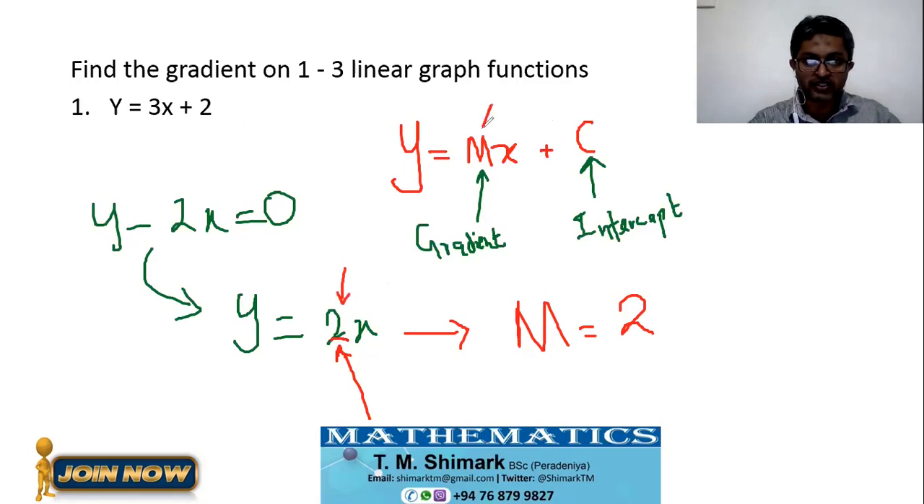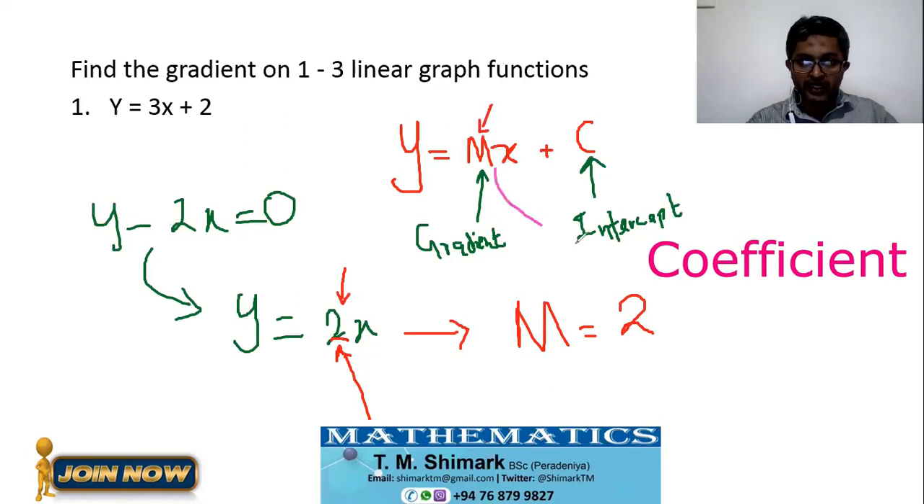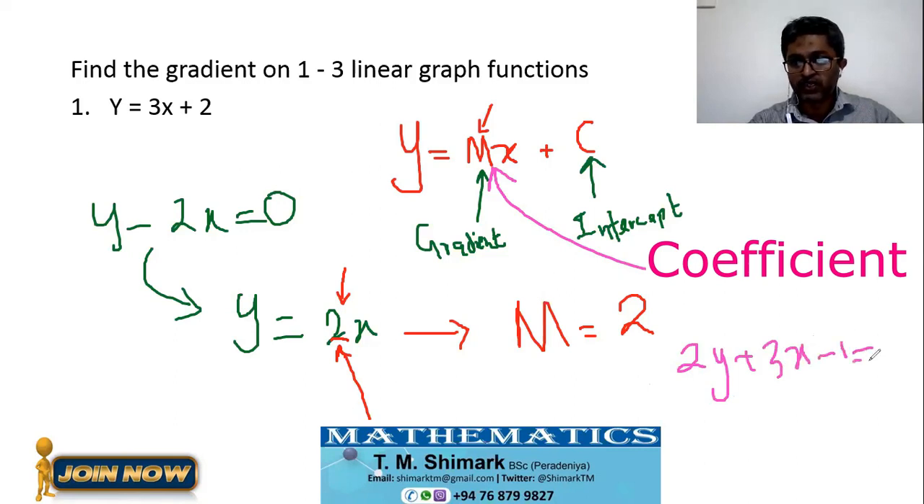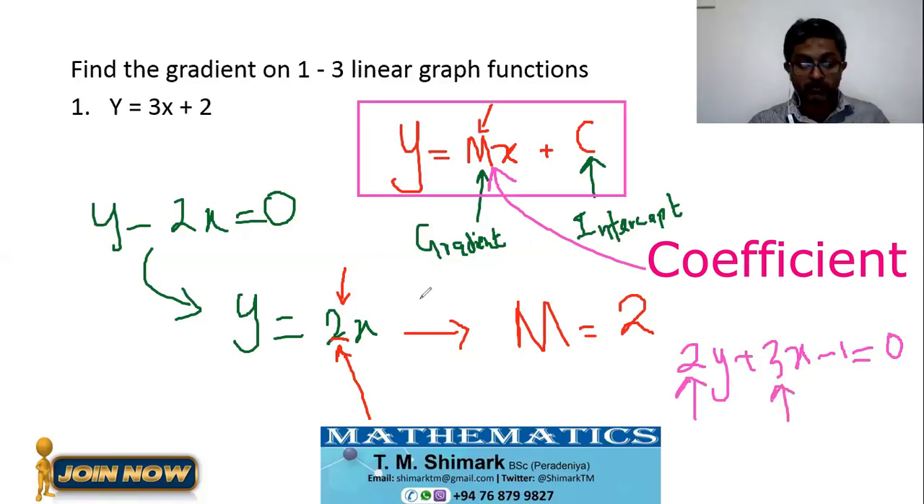What do you call this letter? The coefficient, right? The coefficient we call whatever is in front of y. If I just talk generally about a general equation, you take 2y plus 3x minus 1 equals 0, one linear equation we have. Now if you take this equation, can someone say what this m, the gradient, means?